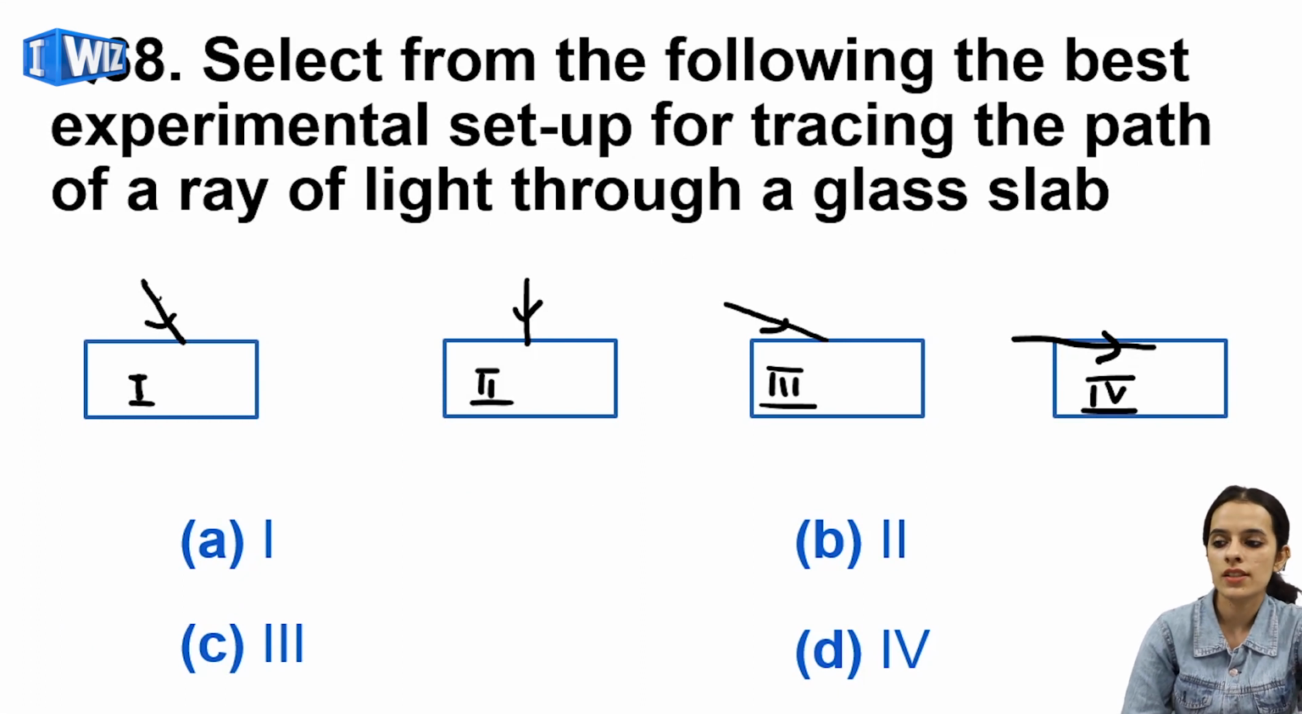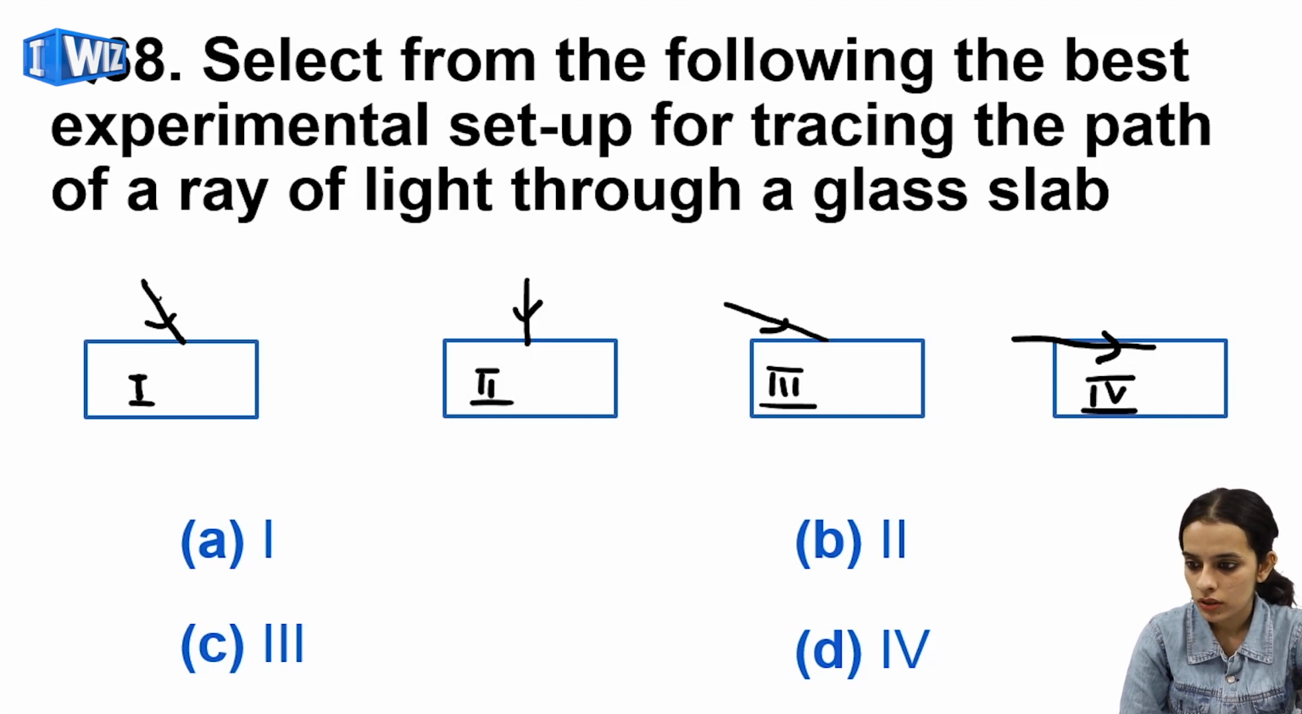Okay, so next question: select from the following the best experimental setup for tracing the path of a ray of light through a glass slab. Which is the best experimental setup? Let's observe the way in which the incident light is striking the surface. This is acting normal, so no. This is bending a lot, so no. This is just striking along the surface, so no. So which is the right option? First one.